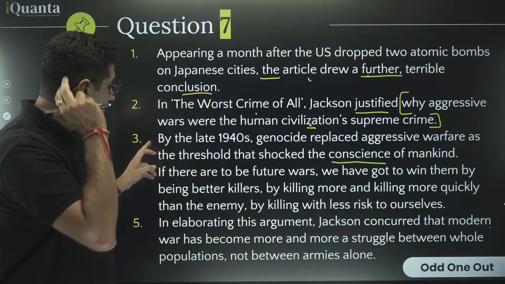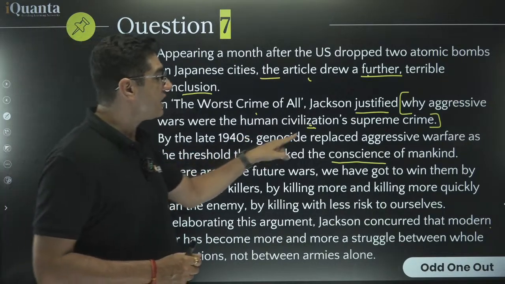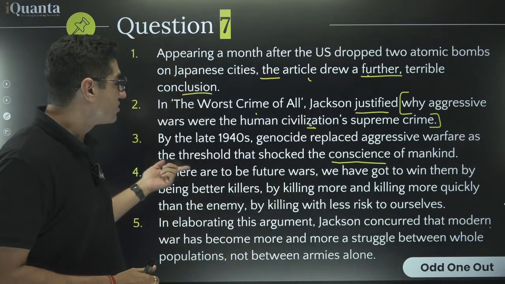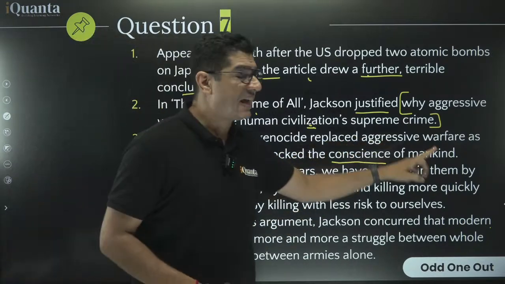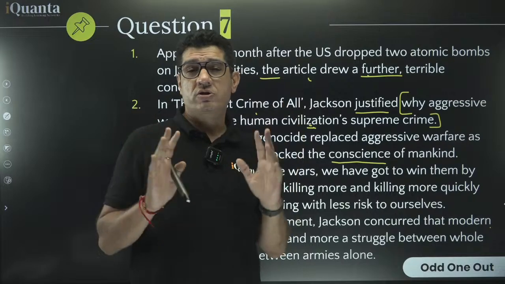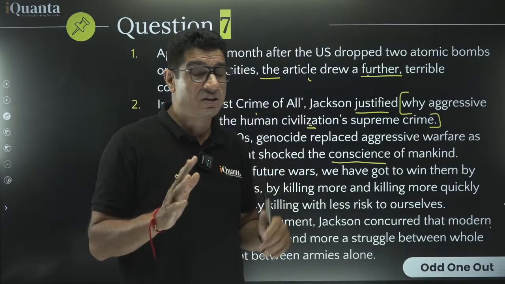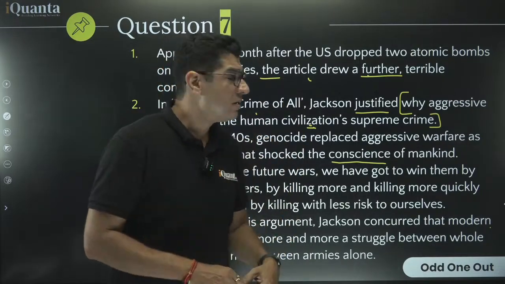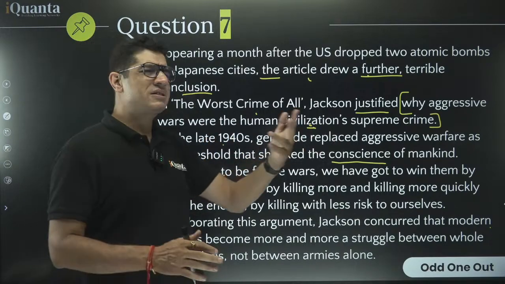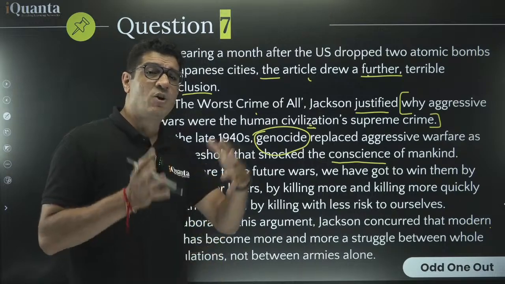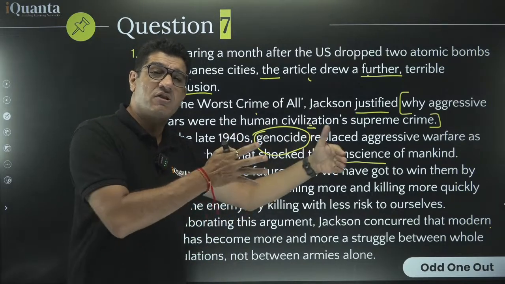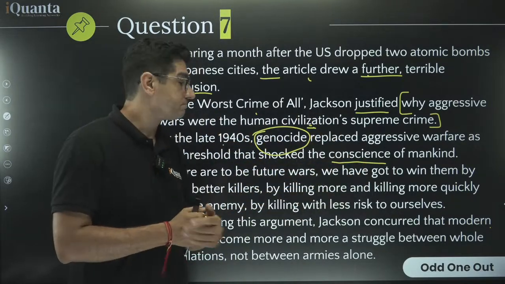So this sentence says that by the late 1940s, genocide replaced aggressive warfare as the threshold that shocked the conscience of mankind. So you're saying until the 1940s, any aggressive warfare shocked the conscience of mankind. We looked at that war and you're like, man, that's so bad. But after the 1940s, wars did not bother us. We were bothered by genocide. You know, killing off a particular group or race of people in large numbers.